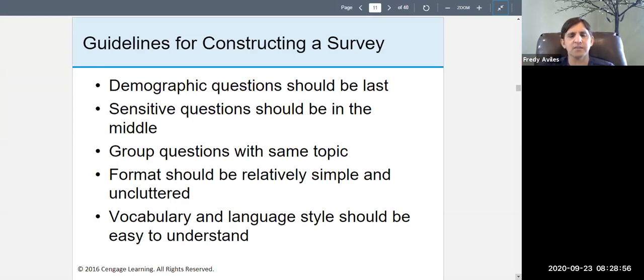Guidelines for constructing a survey. Here's the thing: there are demographic questions. You're probably going to have demographic questions. I always want you to include some of those, at least 3 of them. Questions like, for example, what is your sex, where the options include male, female, intersex, other.